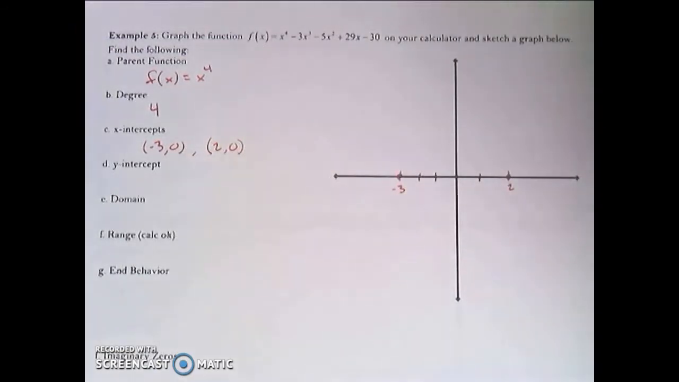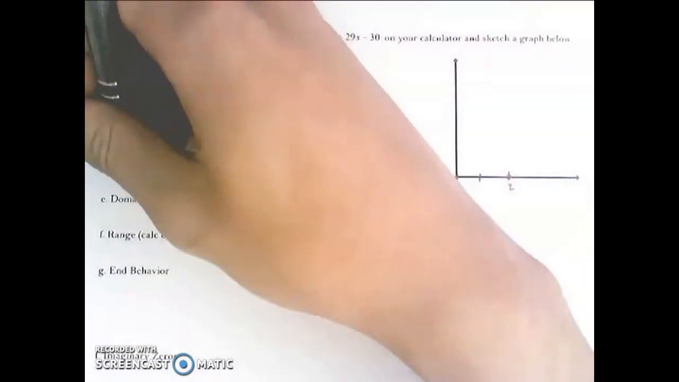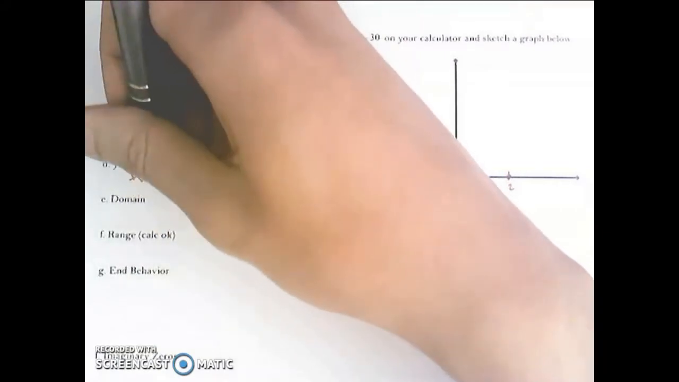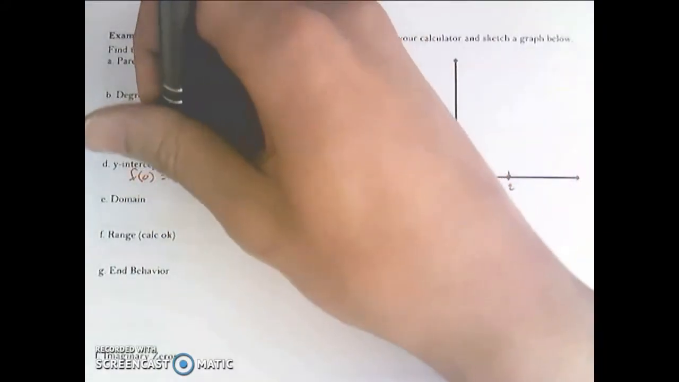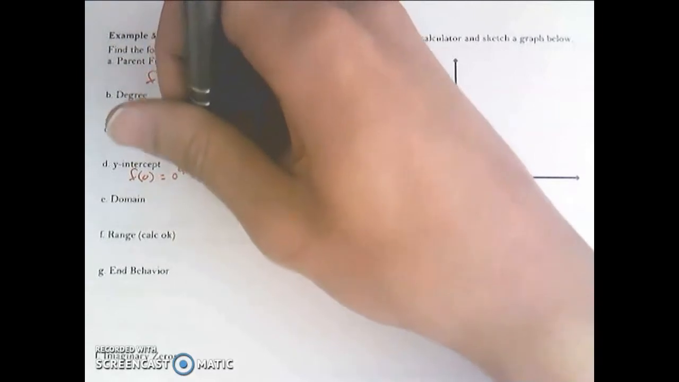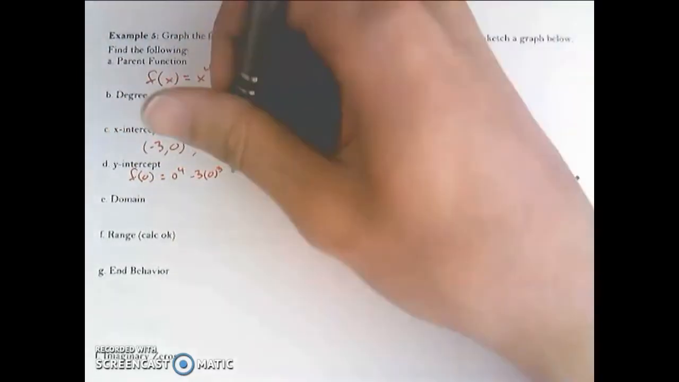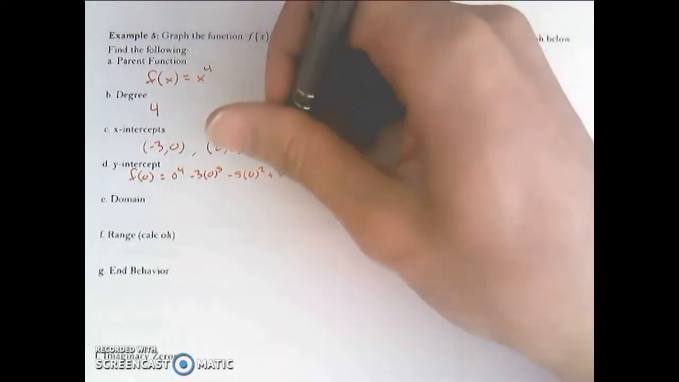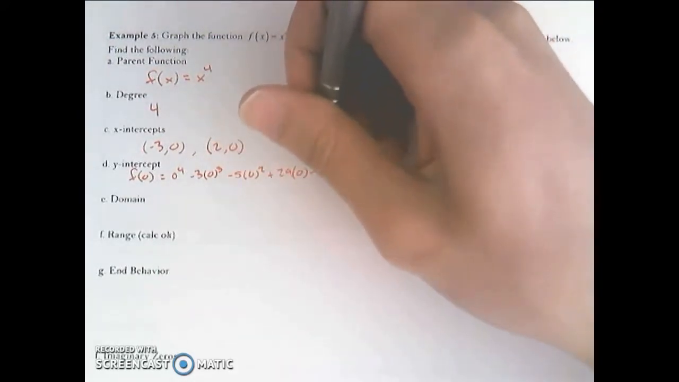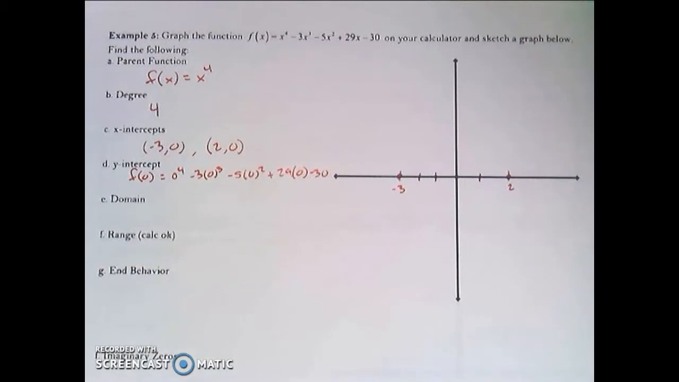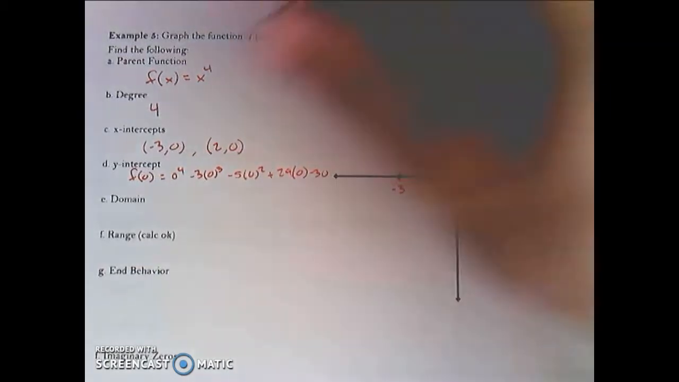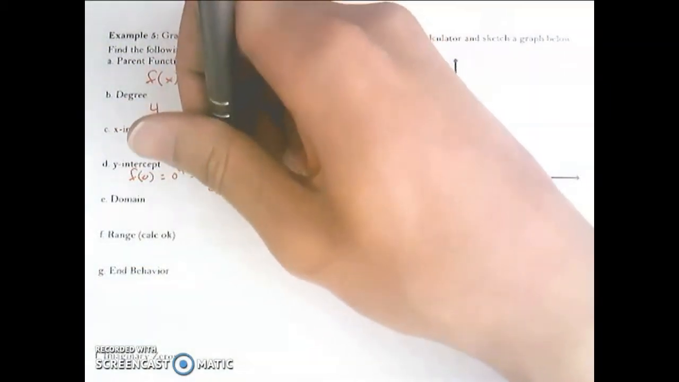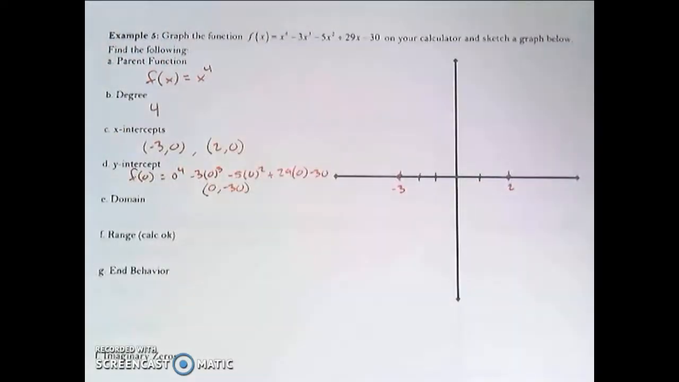Okay. Our y-intercept we can solve for. We can say f of 0, this is where x equals 0, is 0 to the fourth minus 3 times 0 cubed minus 5 times 0 squared plus 29 times 0 minus 30. Of course, all of our terms that are multiplied by 0 get zeroed out, so all that's left is our y-intercept of negative 30. So we can go ahead and plot that too.